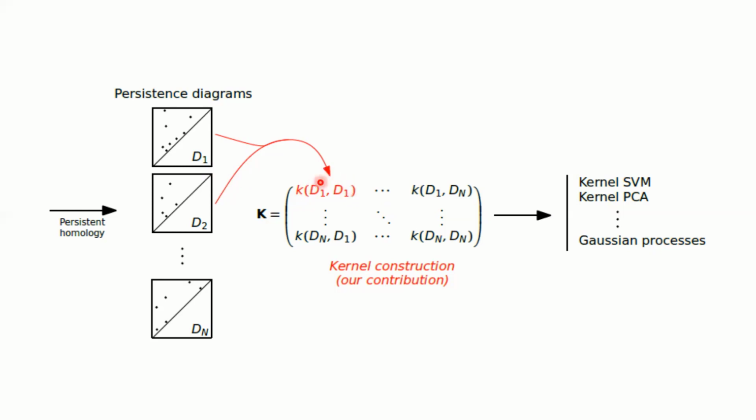Kernels are very prevalent in the data science literature. Once you have this kernel matrix, or Gram matrix, you can use methods like kernel SVM, kernel PCA, Gaussian processes, and a myriad of tools that allow you to turn a matrix of kernel similarities into things like classification and visualization. So the crux of the matter is how to define reasonable kernels for persistence diagrams.